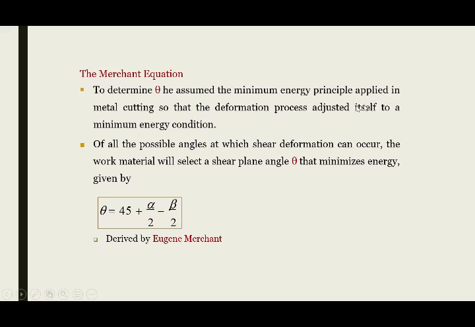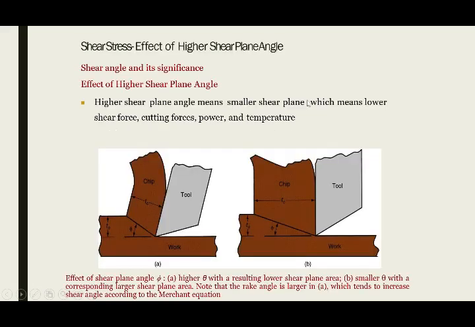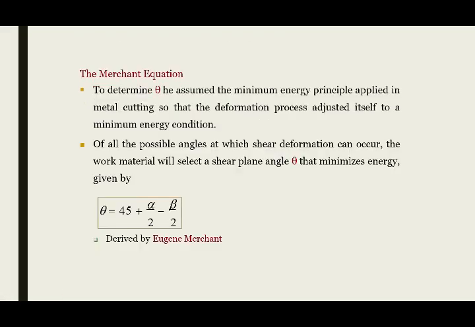Okay, now what is the minimum energy required? We can consider from this figure that higher theta leads to lower power, that is lower energy. So the higher value of theta is the minimum energy condition. He assumed the minimum energy principle applied in metal cutting, so that the deformation process adjusts itself to the minimum energy condition. Okay, so for that we have to decide theta.